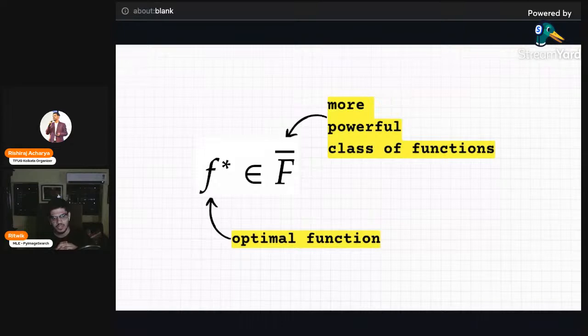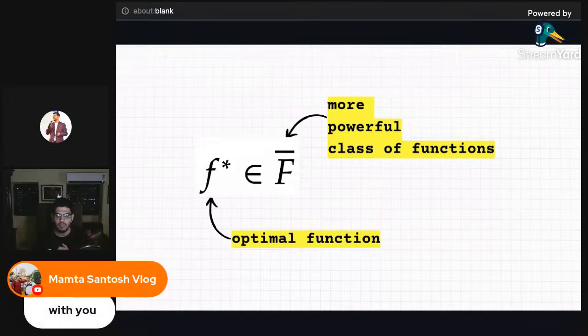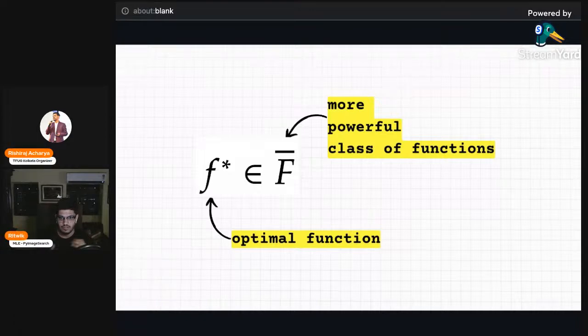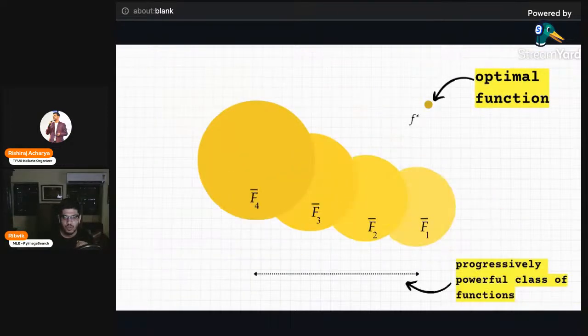So coming back to this analogy, it can be hypothesized that a more powerful class of functions, f bar, will be better at approximating f star. That's all we needed to know. So what we can do is, with training, we aim to find more and more powerful f bar that will eventually approximate the f star.